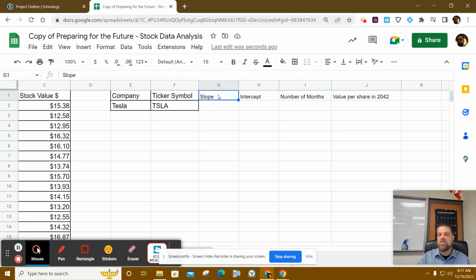All right, so in this, we're going to type in slope, we're going to type in y-intercept, we're going to type in the number of months, because some of you guys don't start at 2016. I remember when we looked this up on Spotify, Spotify didn't become publicly traded until 2018. So they don't have the same number of months. So that's why you need to type in the number of months. And then we're estimating the value per share in 2042 if it follows the current trend.